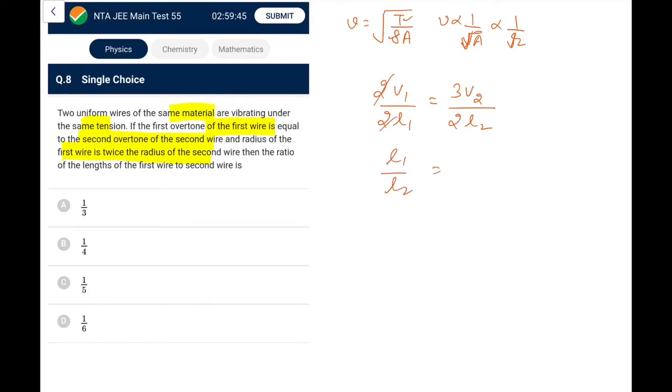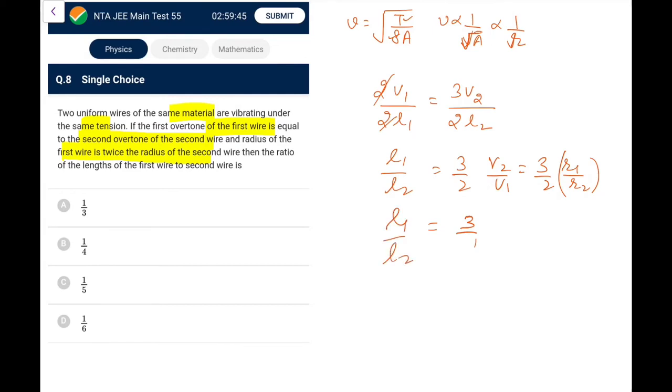This 2 and 2 get cancelled, that would be 3 by 2 V2 by V1, and from there you can find out it is equal to 3 by 2 R1 by R2. Now what is R1 by R2? R1 by R2 is, the radius of the first wire is twice, so this becomes 3 is to 1.